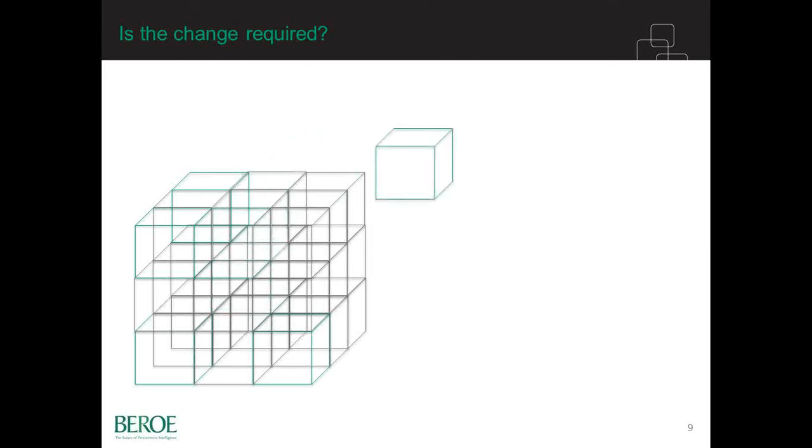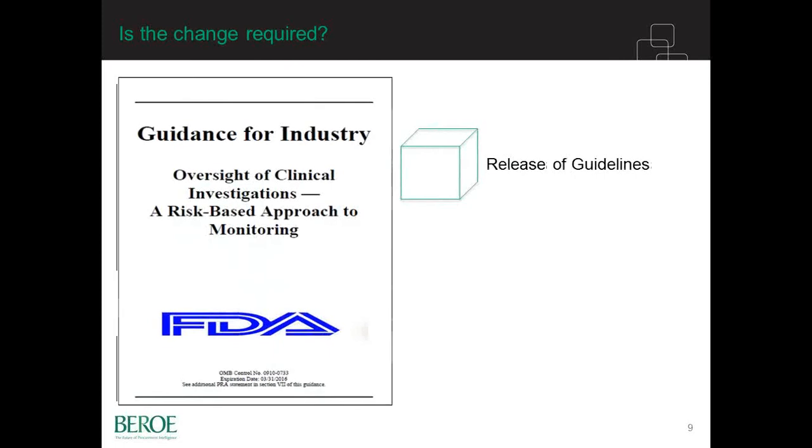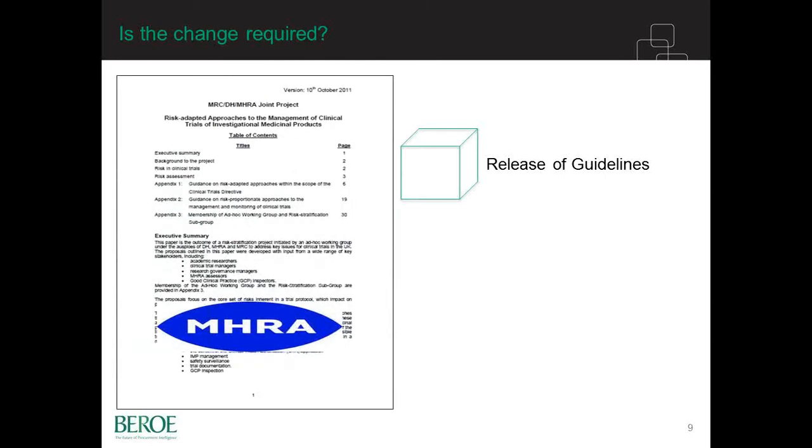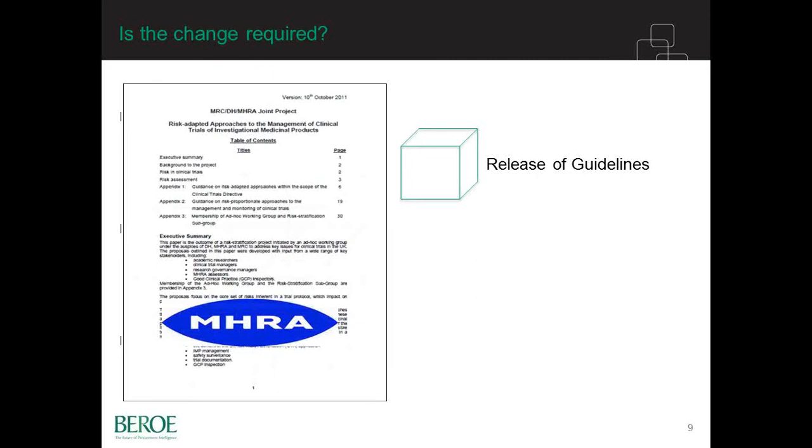And to start with, there was the release of guidelines, which I discussed in the early part of the webinar, by the US FDA, followed by the finalized reflection paper in November last year, and the draft guideline from UK MHRA. One thing is common among all these guidelines: they encourage the adoption of risk-based monitoring and suggest the industry focus on the most crucial and critical aspects of the clinical trial.